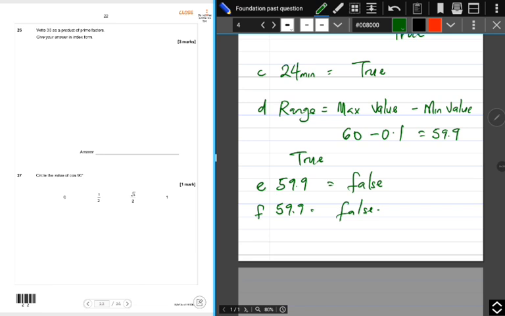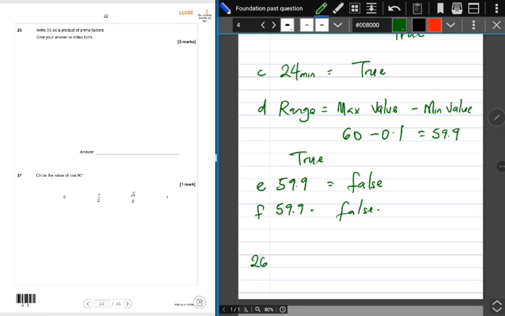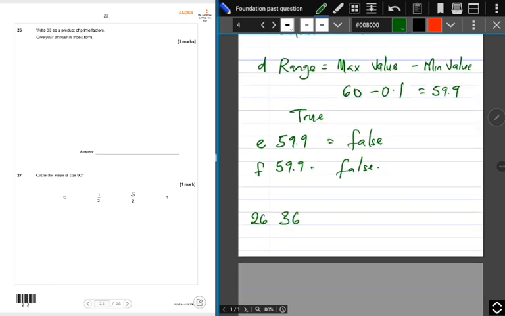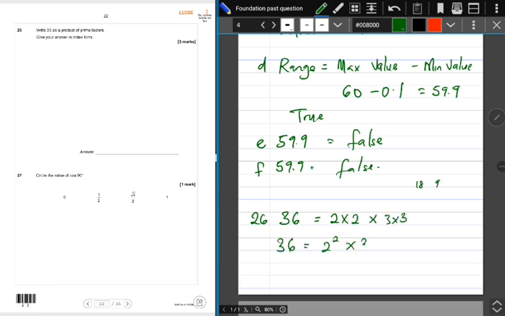Now, question 26. Write 36 as a product of its prime numbers. We can actually write this as 2 divided into 36 is 18. We have 18. 2 divided into 18, we have 9. Then we have 3 times 3. So this is equal, 36 equals 2 to the power of 2 times 3 to the power of 2.